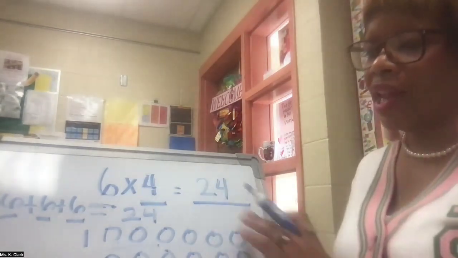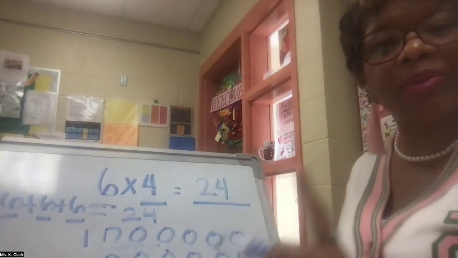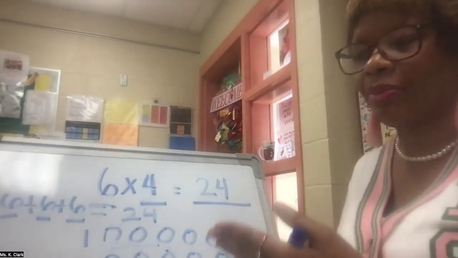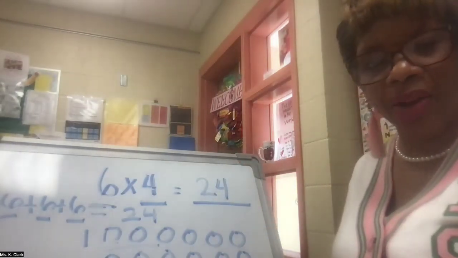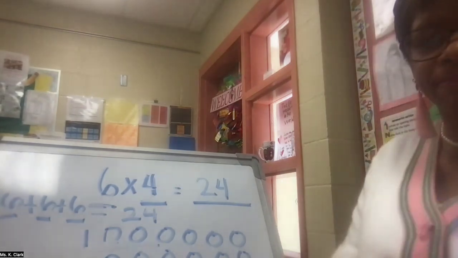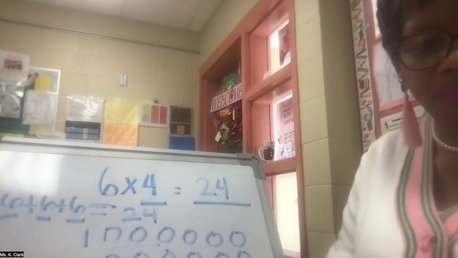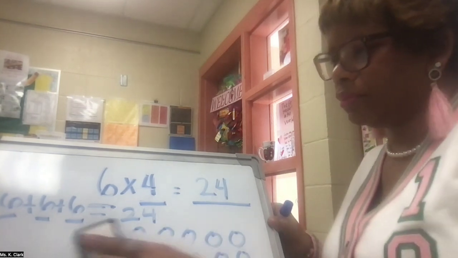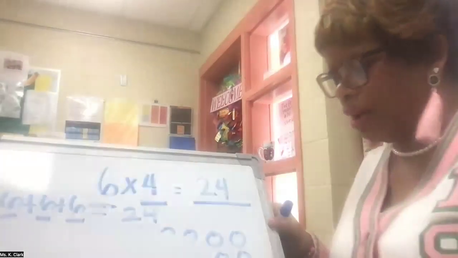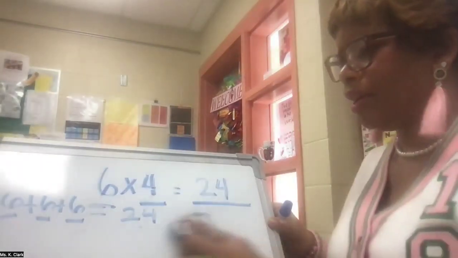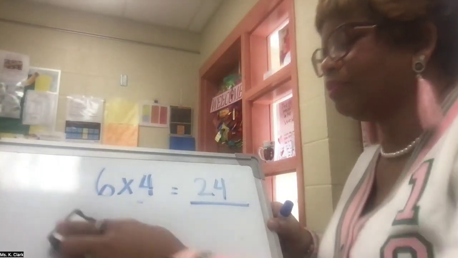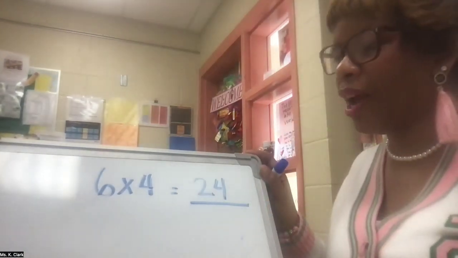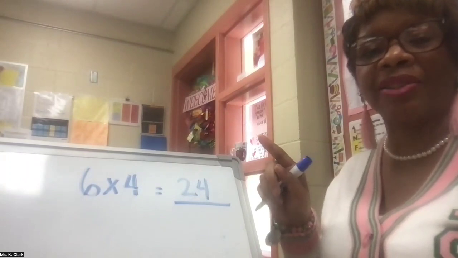Now let's go back and let me show. Let's do one more problem together, and then for homework you'll be able to complete some problems on your own and show me how you drew your arrays. All right, I'm sorry about that. So now we had 6 times 3, we did 6 times 4.